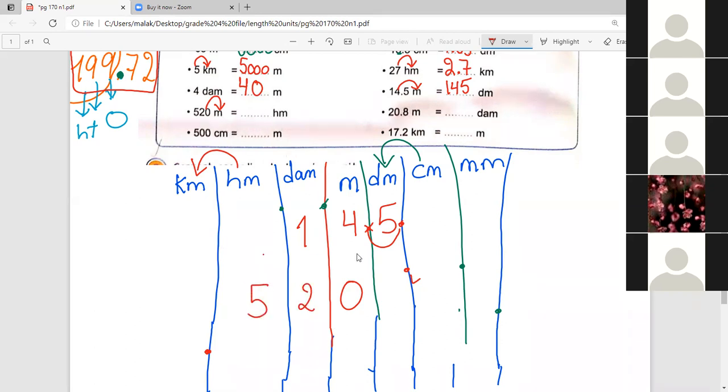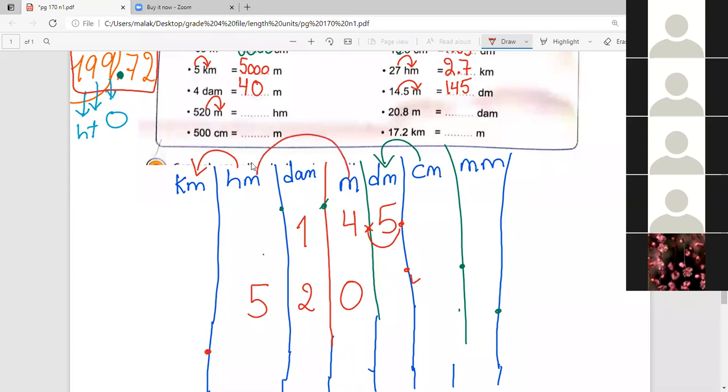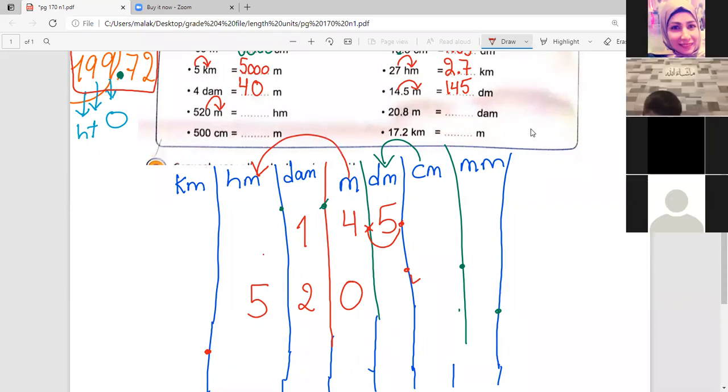Now go to hecto. We are moving, Ali Sulaiman, from meter to hecto. Are we moving back or to the right side? Back. So what shall I do if we are moving back? We place a point. How many steps are we moving? 1, 2. How many steps? 2 steps. So I will move 2 steps. So the point is placed between which 2 digits? 5 and 2. Okay. Bravo, Ali. 5.20.